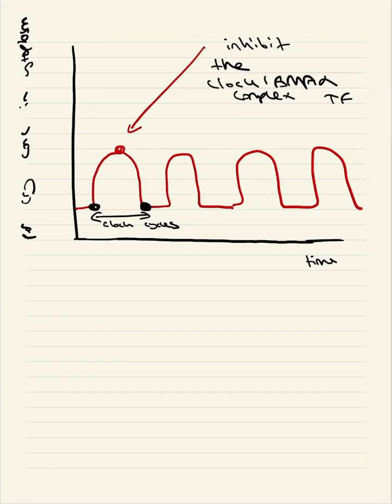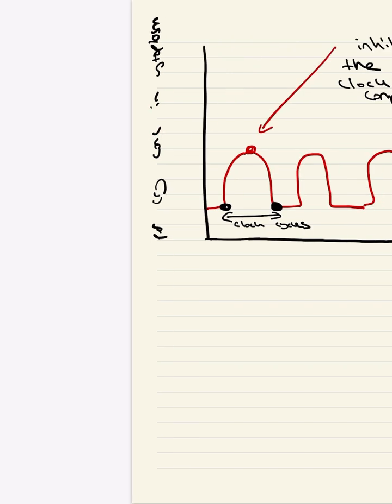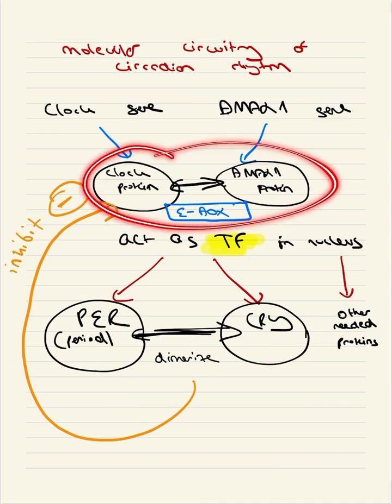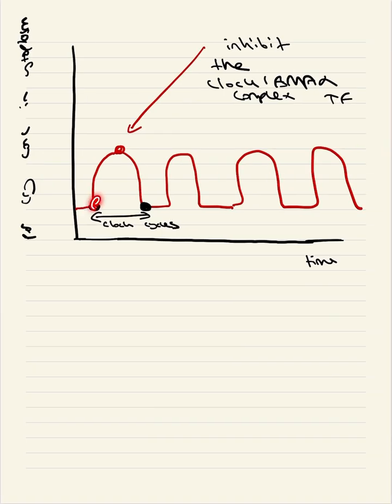So here we have a nice graph. On the y-axis, I have the Per/Cry concentration in the cytoplasm of the cell. Right here, we have the CLOCK and BMAL protein starting to transcribe Per and Cry. At this point, Per and Cry is being transcribed, and then its concentration in the cytoplasm increases. At the peak, it starts inhibiting this complex, so the transcription process is halted. Then its concentration goes down, and at some point, it goes to the baseline.